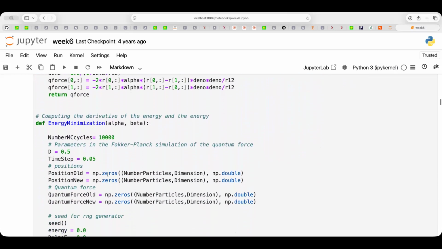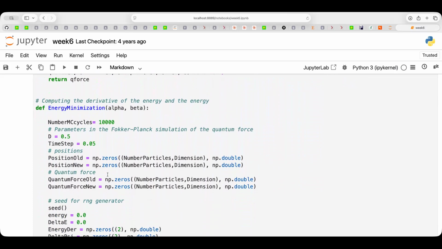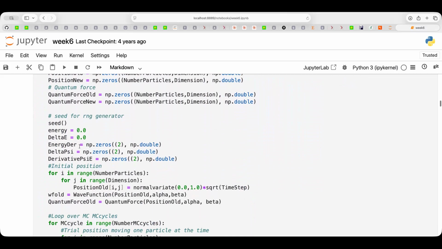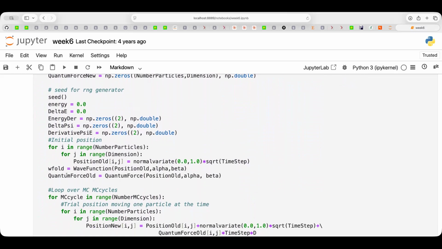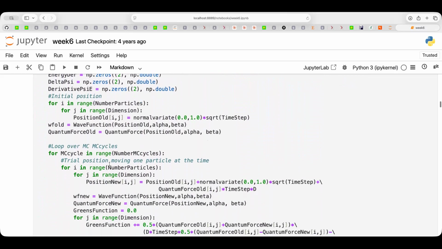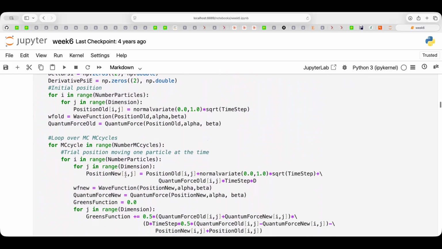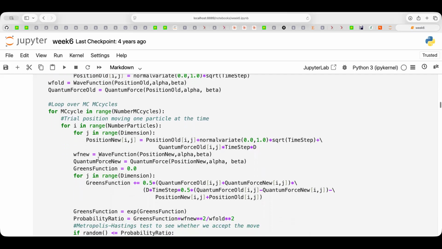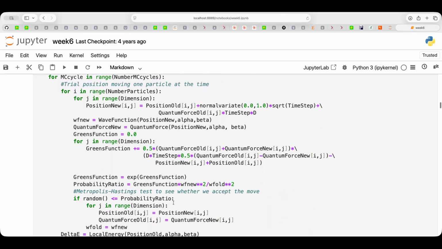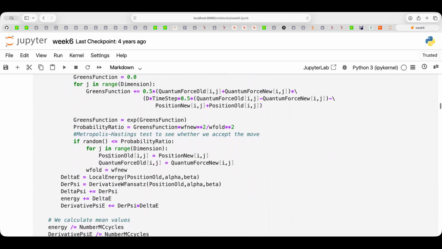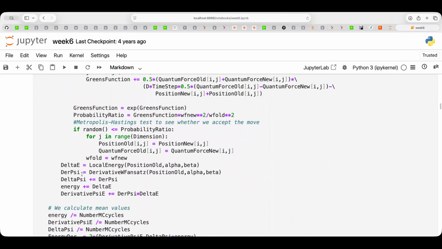Now, this is a quantum force. In this code, where I use plain gradient descent, what I'm doing is simply to include importance sampling. I do only 10,000 Monte Carlo cycles. And now I set up the expressions for the energy derivatives. I have the old wave function, the old quantum force, the old position. I set up the Monte Carlo cycles. I calculate the new position. I set up the new quantum force. I perform the Metropolis test here by using importance sampling. Then I update positions, I update the quantum force, I update the energy. And now you see that delta E is the expectation value of the energy.